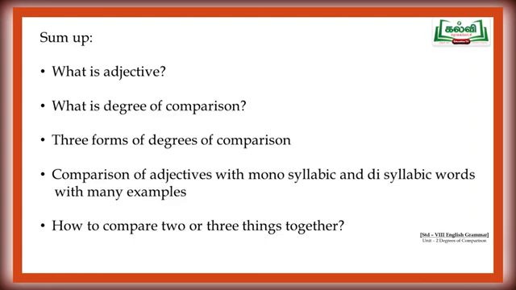Now let's sum up. In this class, we have seen what an adjective is, what degrees of comparison are, the three forms of degrees of comparison, the comparative of adjectives, and finally how to compare two things or three things together. Hope you got a good knowledge about these things. Do practice at home with the help of your textbook. Go with many examples. We will see you in the next class.